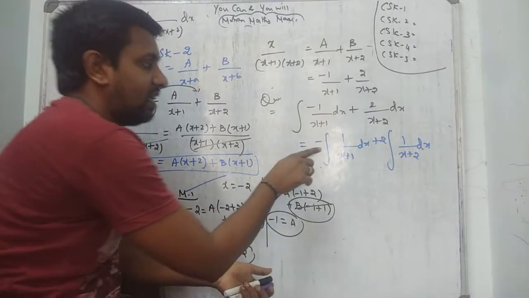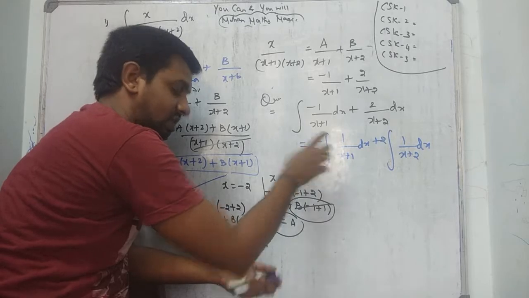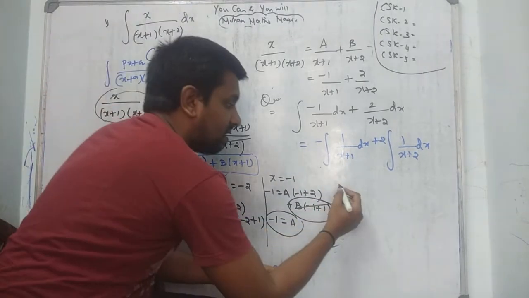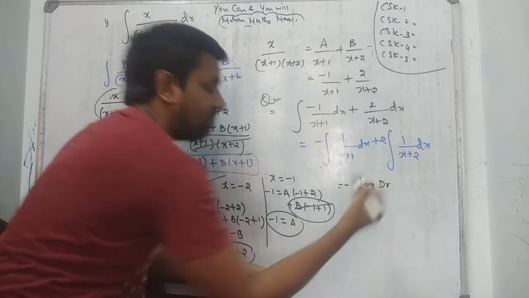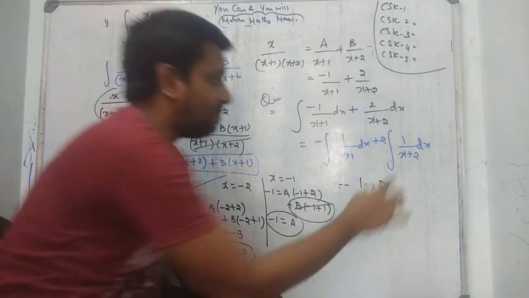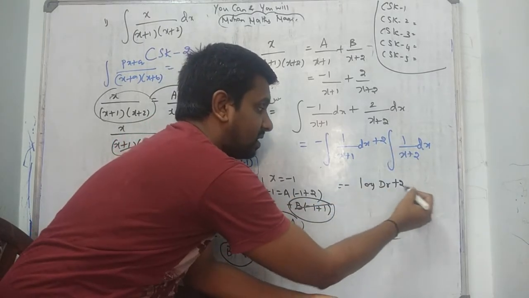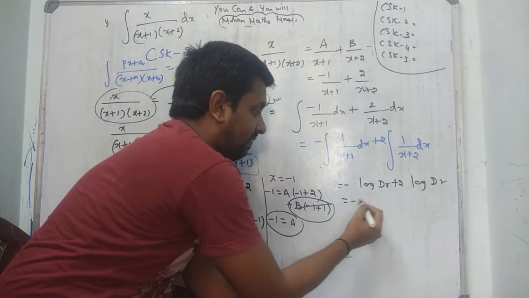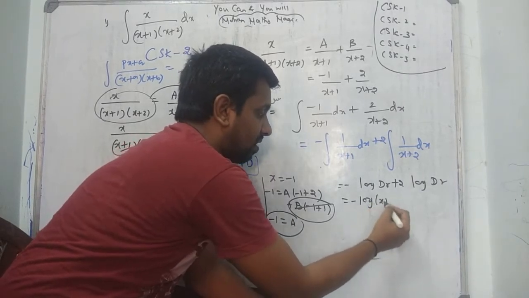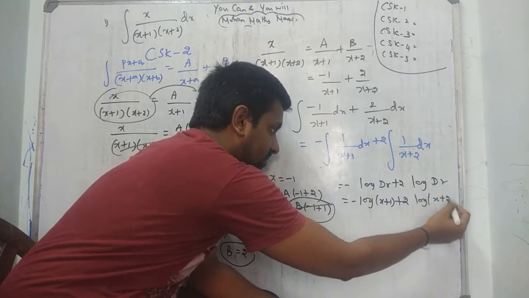Easy. If, in any fraction, differentiating the denominator gives the numerator, then the answer is log of the denominator. Yes, differentiating x plus 2 gives 1, which is exactly the numerator. So what should I write as the answer? The 2 I just keep as it is, times log of the denominator. The final answer: minus log of x plus 1 plus 2 log of x plus 2 plus c.